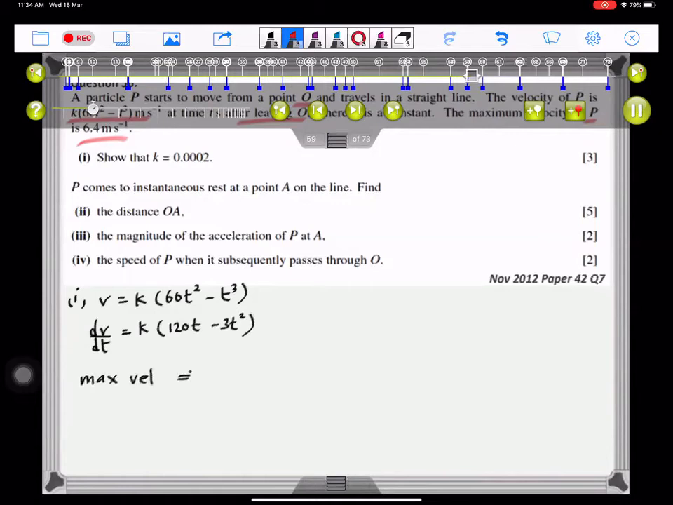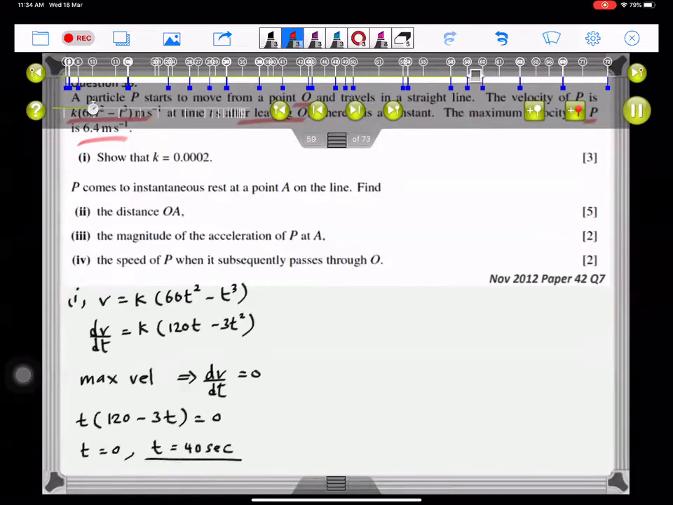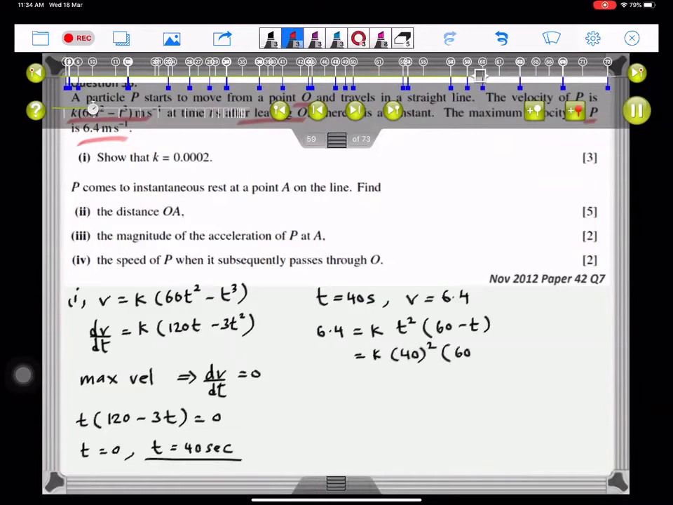Maximum velocity, acceleration is 0, dv by dt is 0. Take common, k is gone, therefore t comes out to be 40 seconds. Now, when t is 40 seconds, plug it in the velocity equation and plug in the value of v as 6.4.